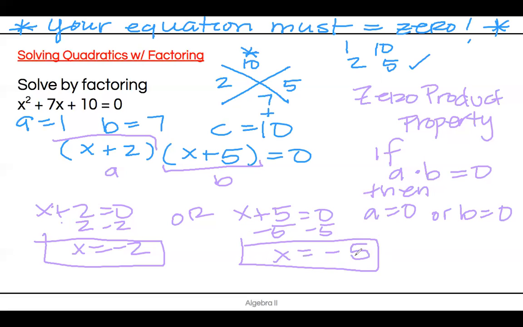Okay. So now, this is a quadratic equation, right? A quadratic equation means that it's going to have x squared, right? So that squared is going to tell us that we can have at most two solutions. So is it okay for us to have two answers? Absolutely.